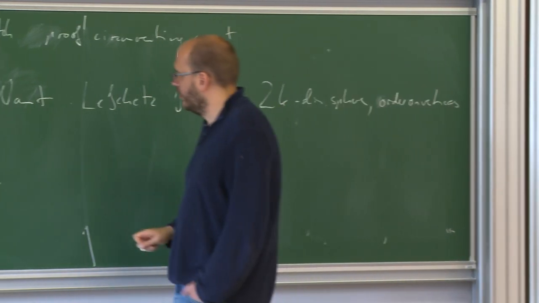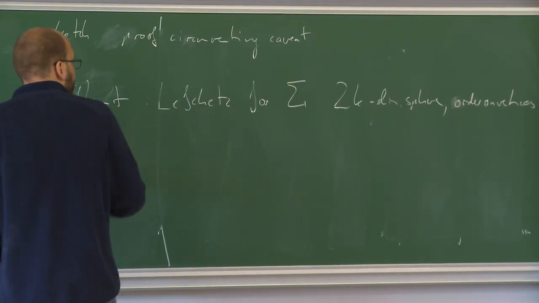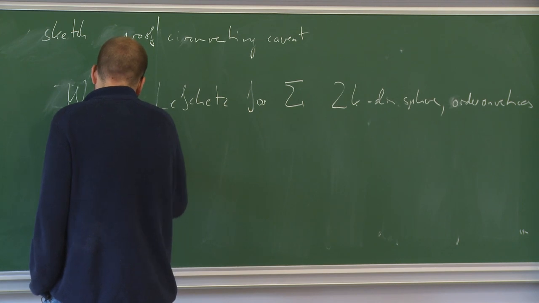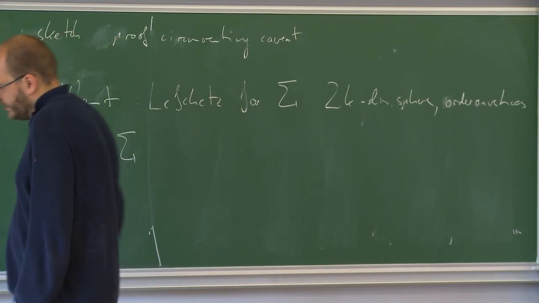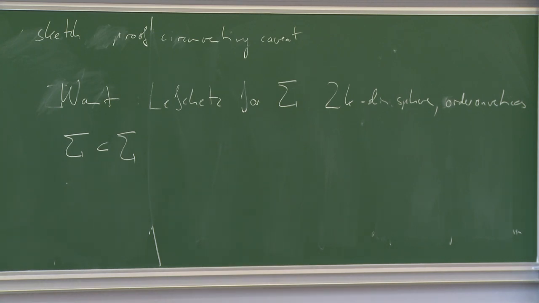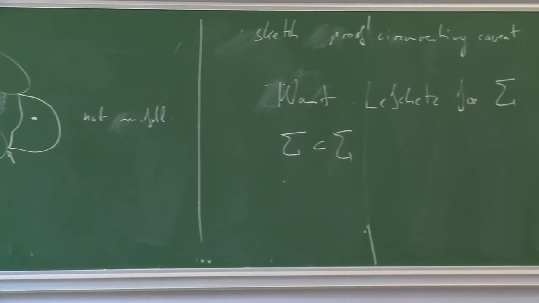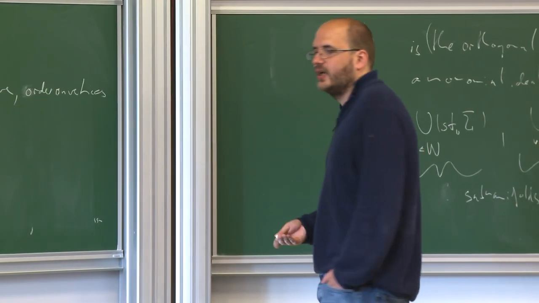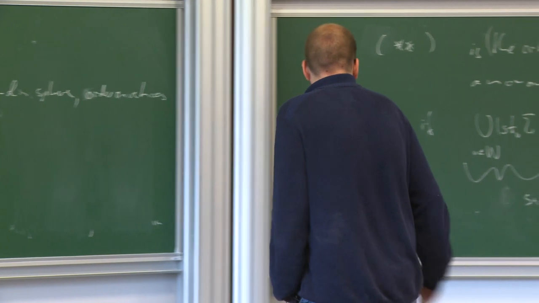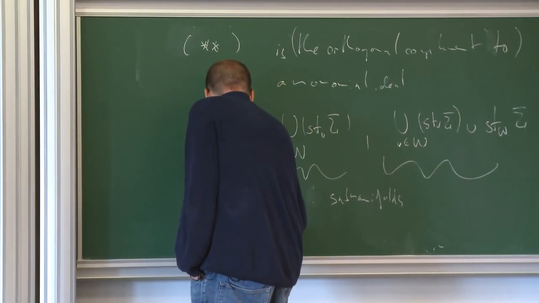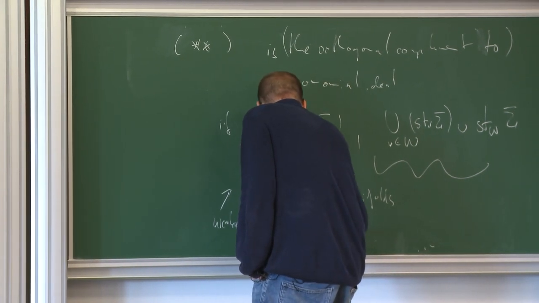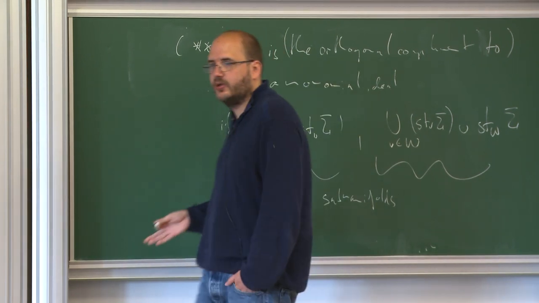And now the trick is the following. We look at sigma, and it's a submanifold, a codimension one sphere in a sphere. Yes, exactly. It's a weaker property than shellability here, but still you can find many examples where you cannot get it. So this is a weak form of shellability, weaker than shellability, but still much too strong. Okay?